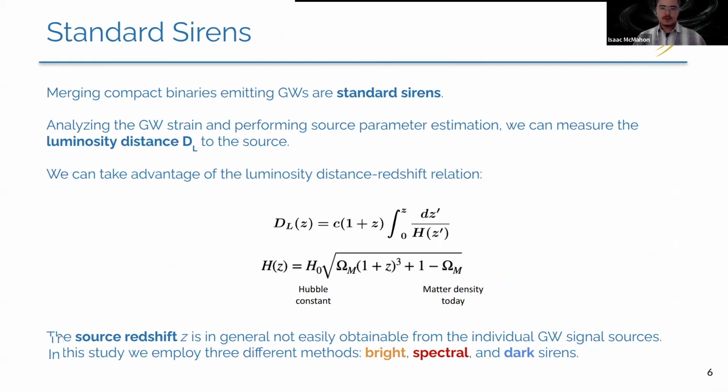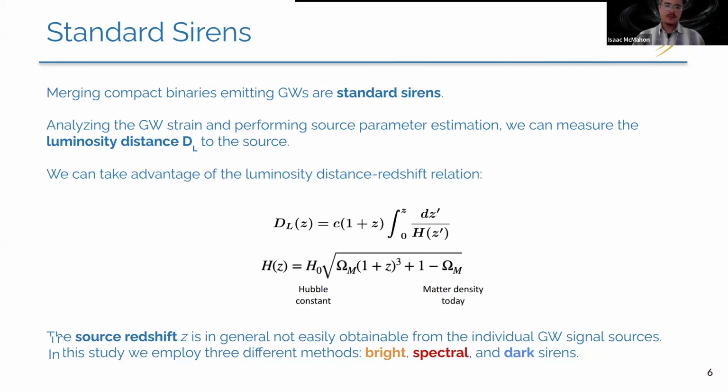We use something called standard sirens. Merging compact binaries like black holes or neutron stars, when they combine together, emit gravitational waves, and these are known as standard sirens. This is an allusion to standard candles, which are very common in astronomy. What they are is an object that has a known intrinsic brightness, and they emit some sort of signal like light. And the relation between the light you observe and the light at the source, the brightness, is related to the distance between the source and the observer, right?